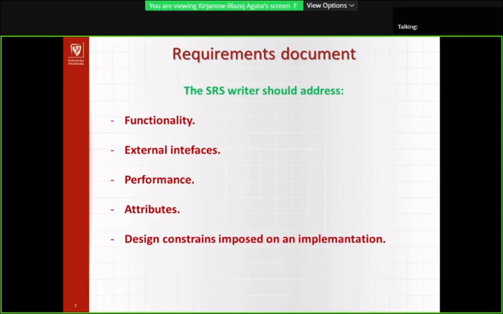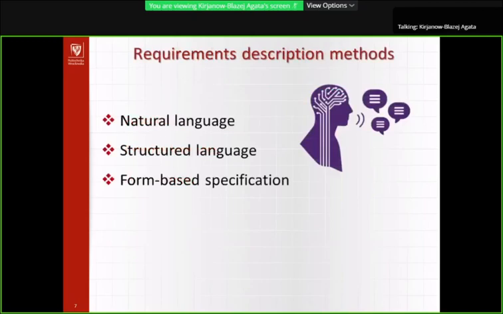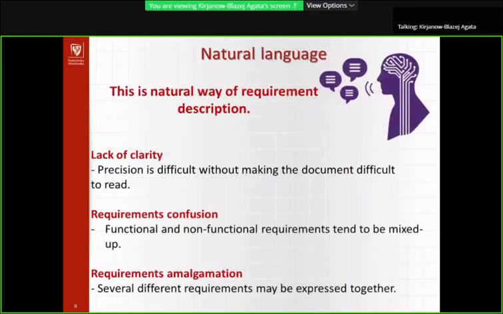And we have a few requirements description methods. Natural language, structured language, and form-based specification. Natural language is not recommended as a specification language, mainly because of its lack of clarity. Lack of clarity because precision is difficult without making the document difficult to read.